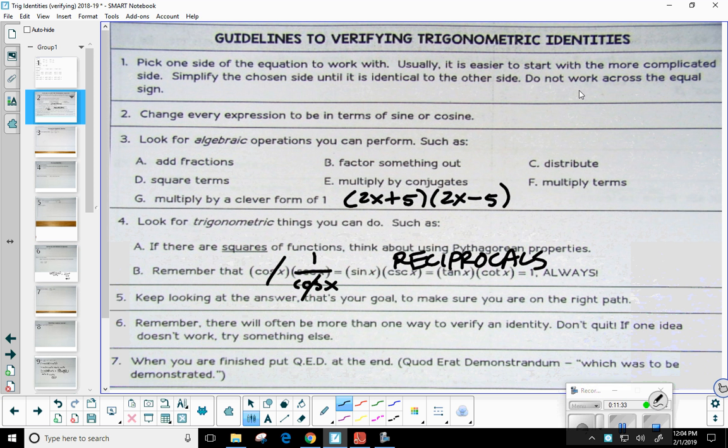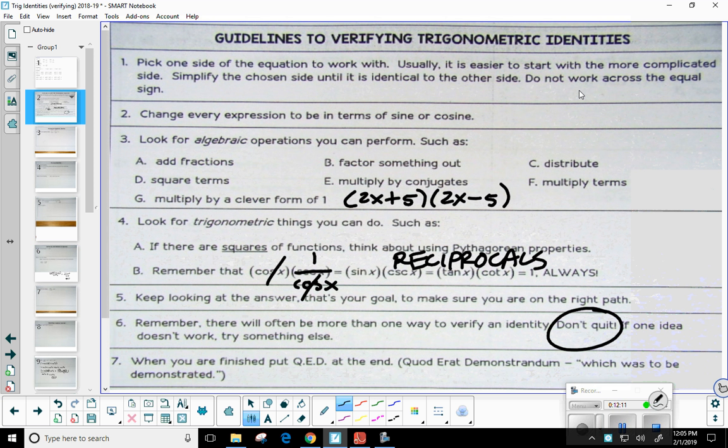Okay. Keep looking at your answer. That's your goal. So you're going to know where your destination is. The question is, how am I going to get from one side to the other? Remember, there will often be more than one way to verify an identity, and that is absolutely true. Certain identities, certain equations, there are some I could think of 5 or 6 different ways to prove. So there's not just one way. The important thing is don't quit. If something doesn't work or it looks like it's going to be too much work, maybe go back and try something else, a different identity or a different strategy.